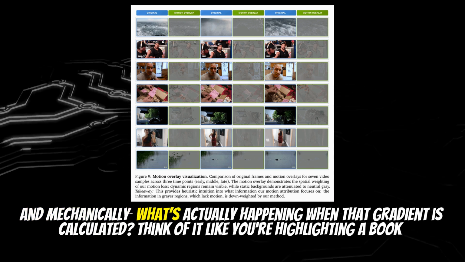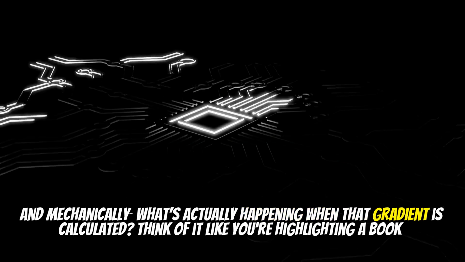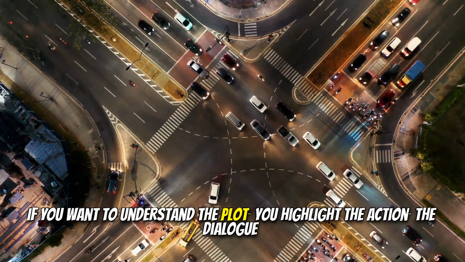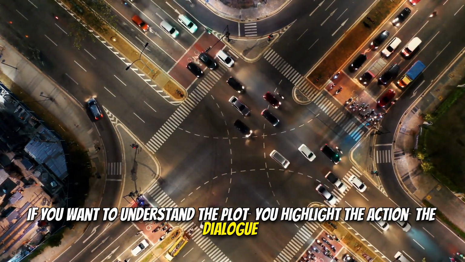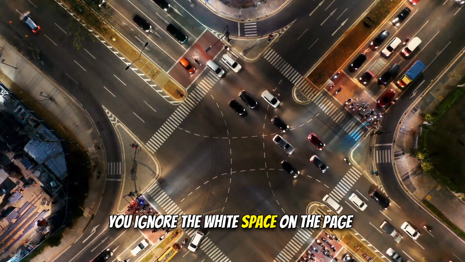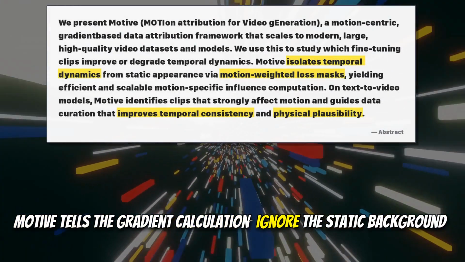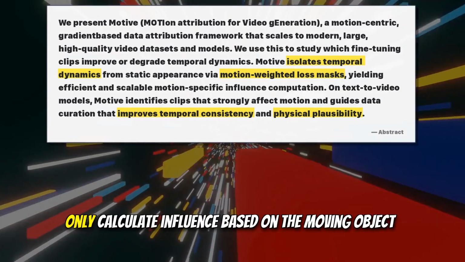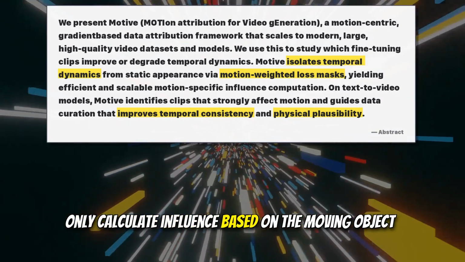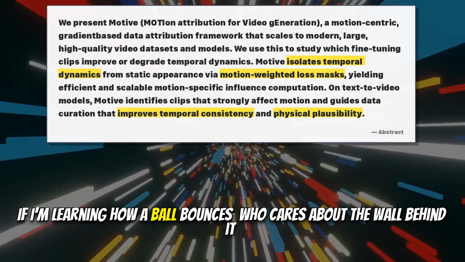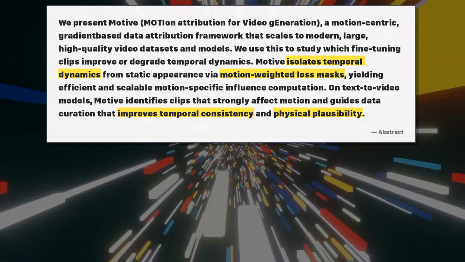And mechanically, what's actually happening when that gradient is calculated? Think of it like you're highlighting a book. If you want to understand the plot, you highlight the action, the dialogue. You ignore the white space on the page. Motive tells the gradient calculation, ignore the static background. Only calculate influence based on the moving object. That makes so much sense. If I'm learning how a ball bounces, who cares about the wall behind it?